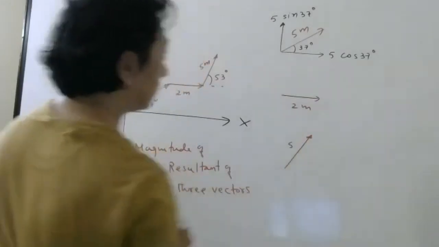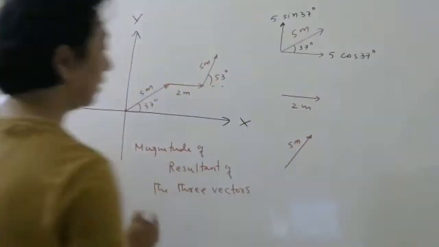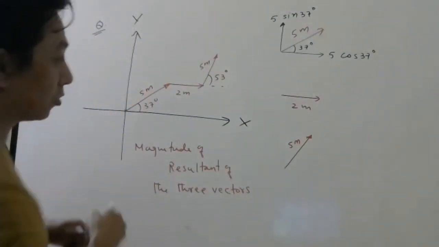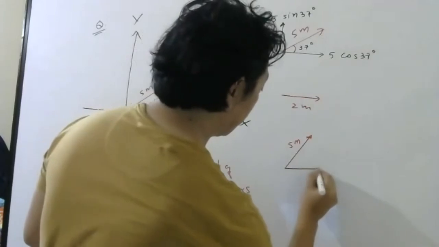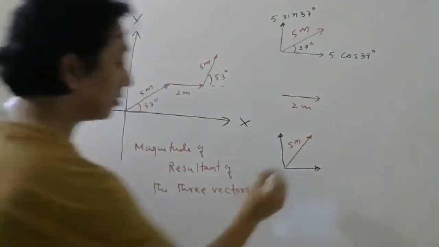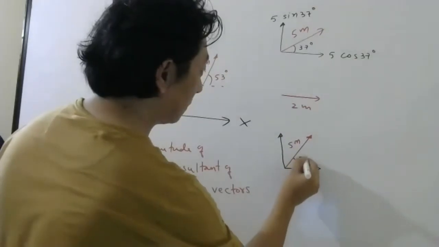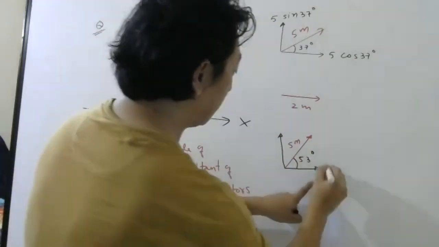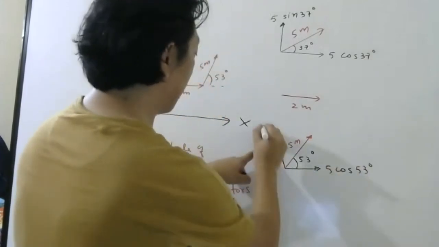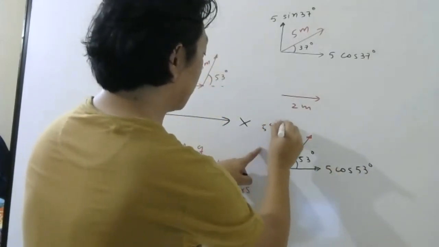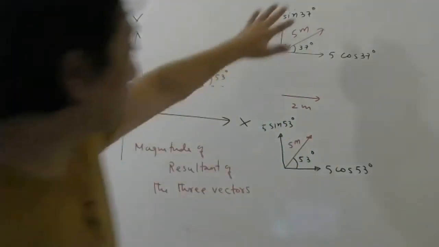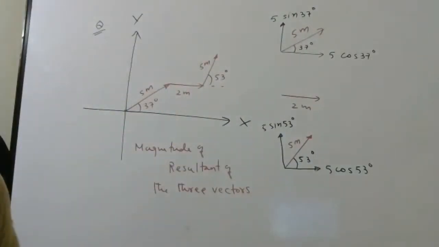5 meter. It is at what angle? 53 degree. So it will also have two components, one here, one here. So this time the angle is 53. So this will be 5 cos 53, and this will be 5 sin 53. So you can see I have taken components of the three vectors.